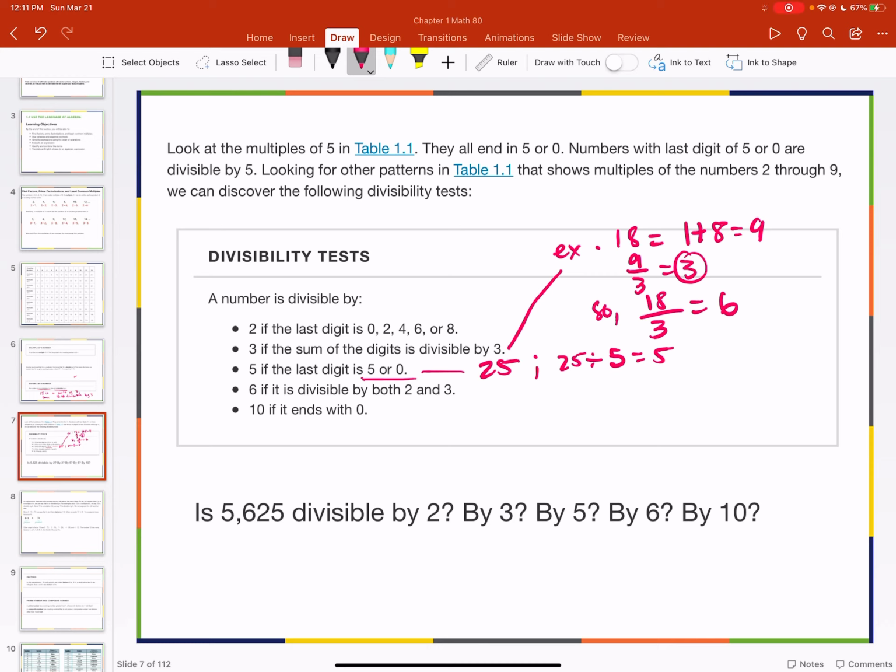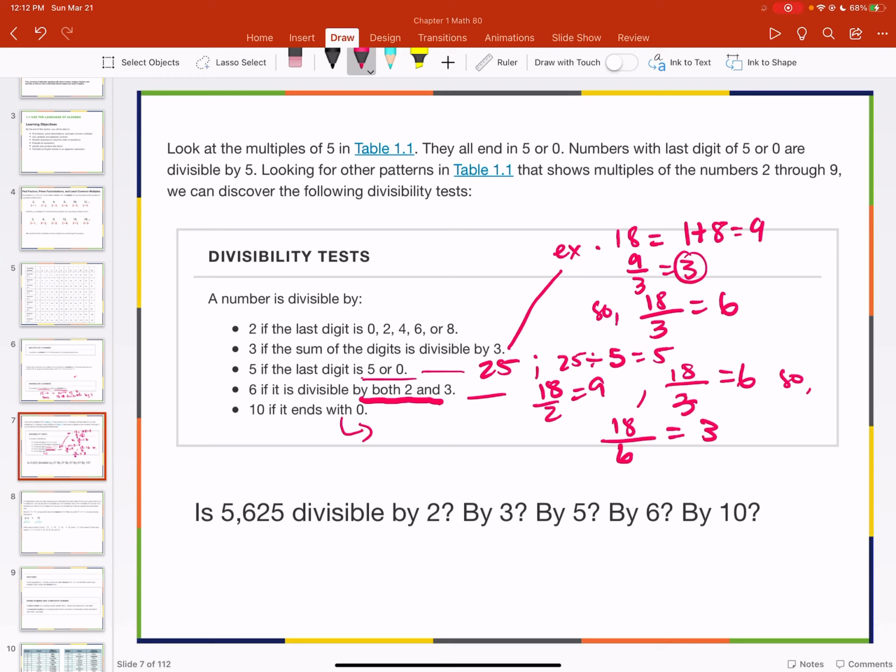And if it's divisible by both 2 and 3, again 18, it's divisible by 6. 18 divided by 2 is 9, 18 divided by 3 is 6. So 18 is divisible by 6, and in fact it is. The answer to that is 3. And if the number ends with 0, it's divisible by 10, because you can count by tens. 40 is 4 times 10, 50 is 5 times 10, and so on.